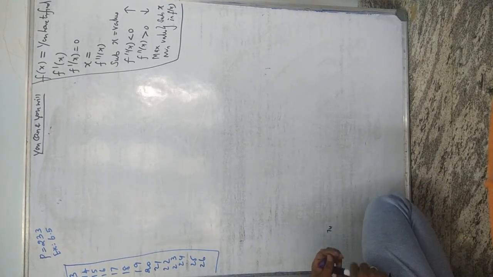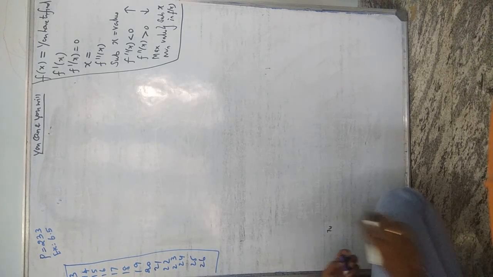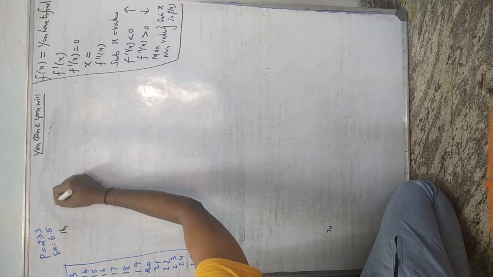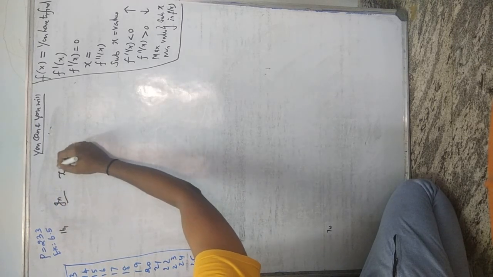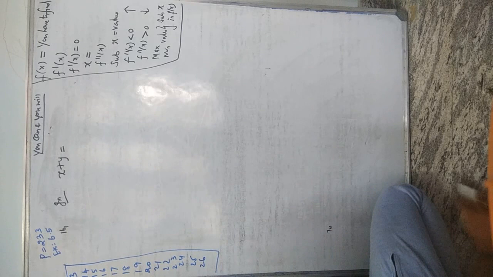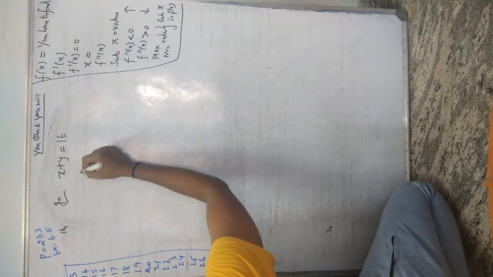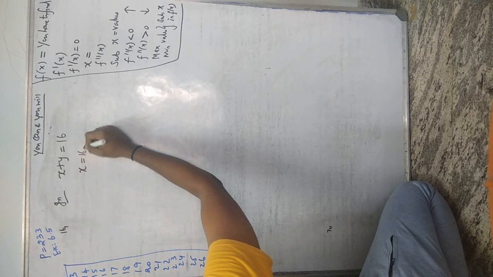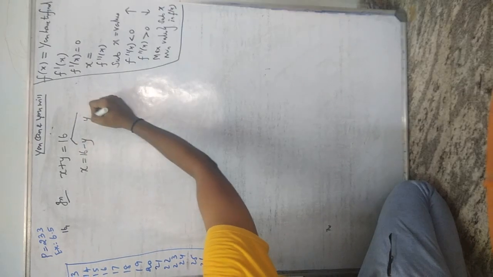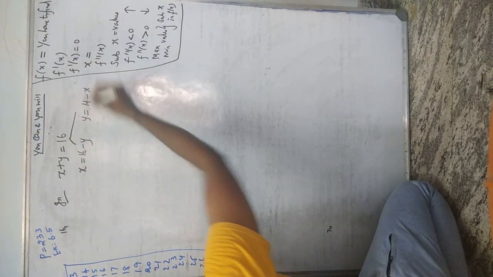The next is the 16th sum. Find two positive numbers whose sum is 16 and the sum of whose cubes is minimum. So the 16th sum is given. The sum of two numbers is x plus y is equal to 16. So either you put x equal to 16 minus y or y equal to 16 minus x.